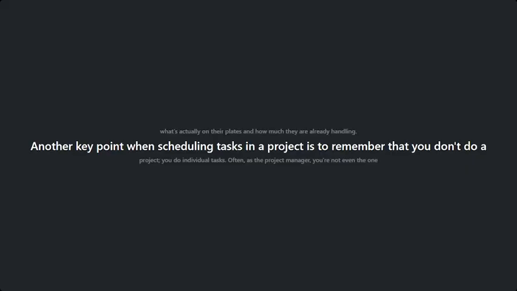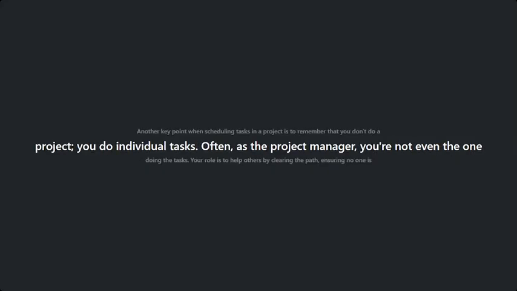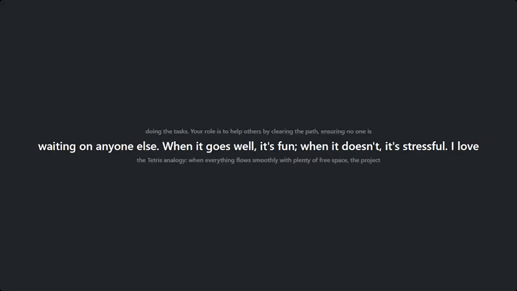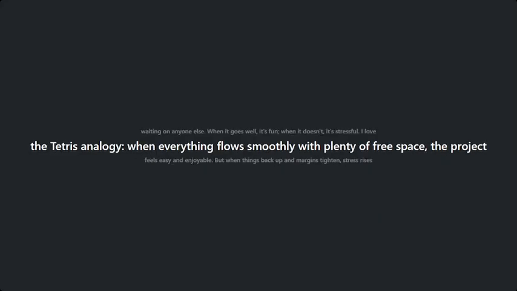The other thing to remember when you're scheduling the different tasks in the project is that you don't do a project. You do these individual tasks. And quite often when you're the project manager, it's not even you doing the task. It's you trying to help people do the task by clearing the path and ensuring that they're not waiting on anybody else and that nobody's waiting on them. And when it goes well, it's a lot of fun.